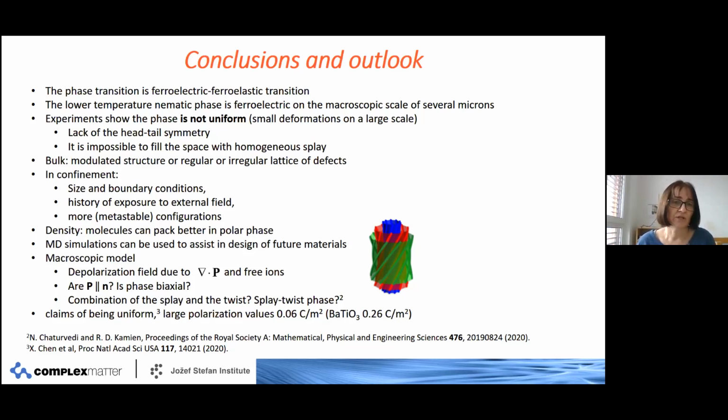The reason for the non-uniformity is certainly the lack of the head-tail symmetry, which causes the uniform nematic alignment to be unstable toward the splay deformation. The possible solutions of the structure with the splay are a modulated structure or a regular or irregular lattice of defects.